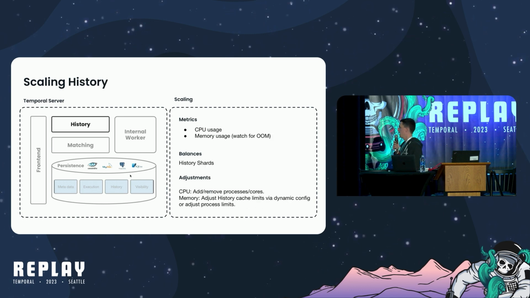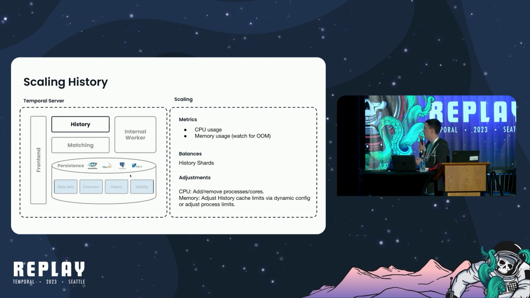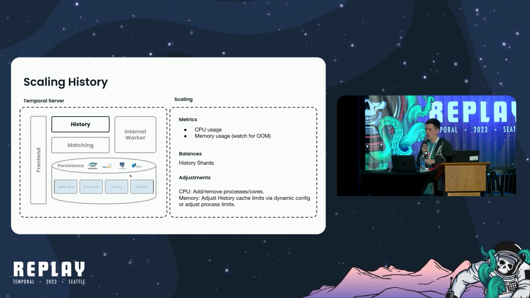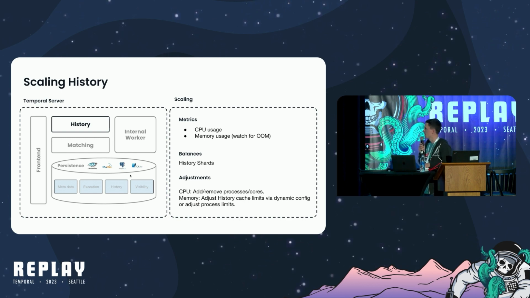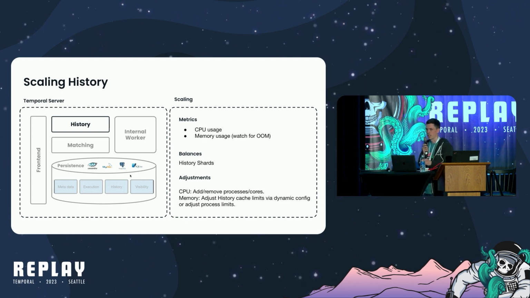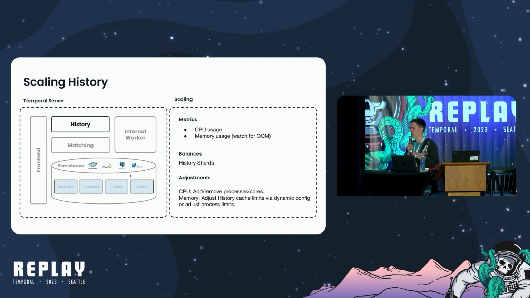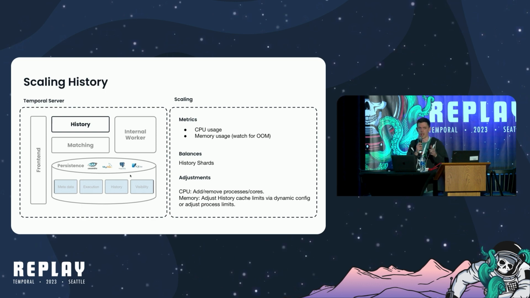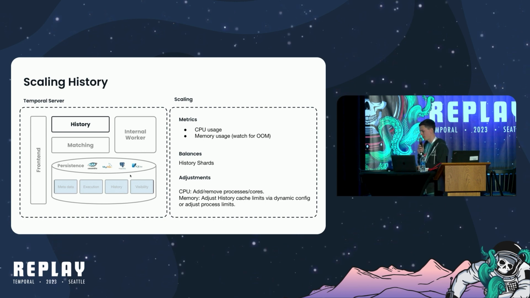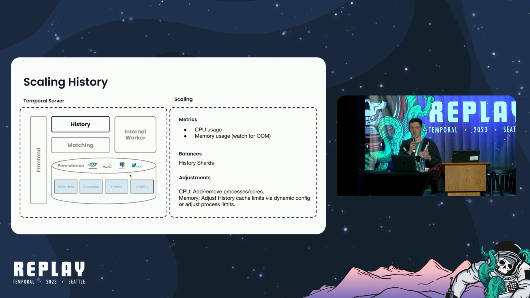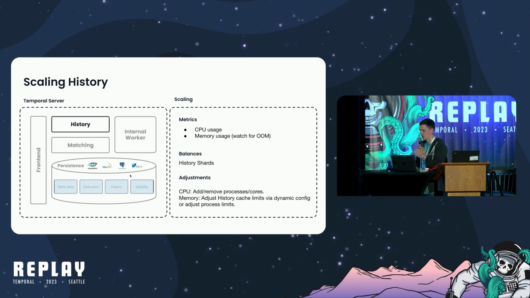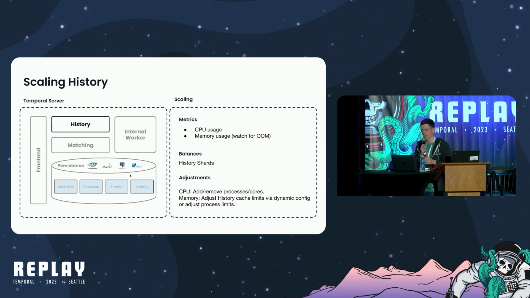Scaling history. So again, CPU usage. Memory on history is surprisingly high for some people because we keep a cache of event histories for the workflows. So you need to be careful that history processes don't run out of memory and get OOM killed, because that's really bad for the performance of the cluster. So keep an eye on history memory. If it's using more than you're happy for it to use, you can adjust the cache sizes down in the dynamic config to compensate for that. So it's a trade-off between how much memory you're willing to give it.